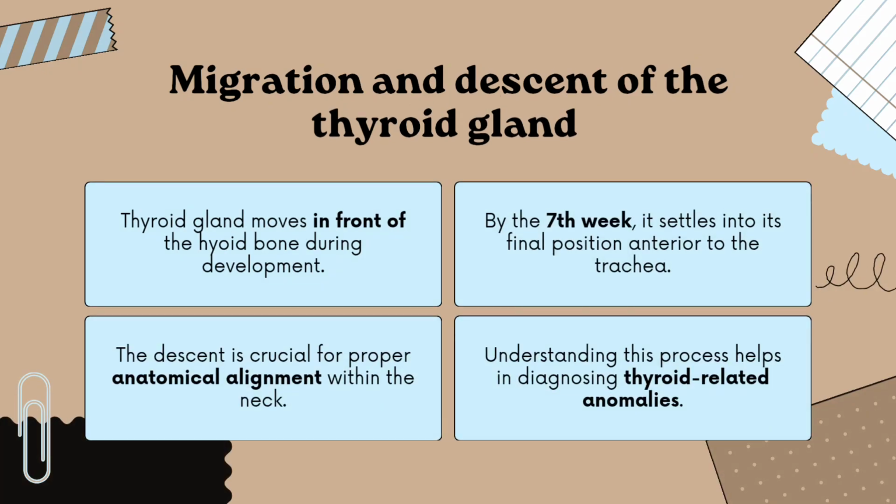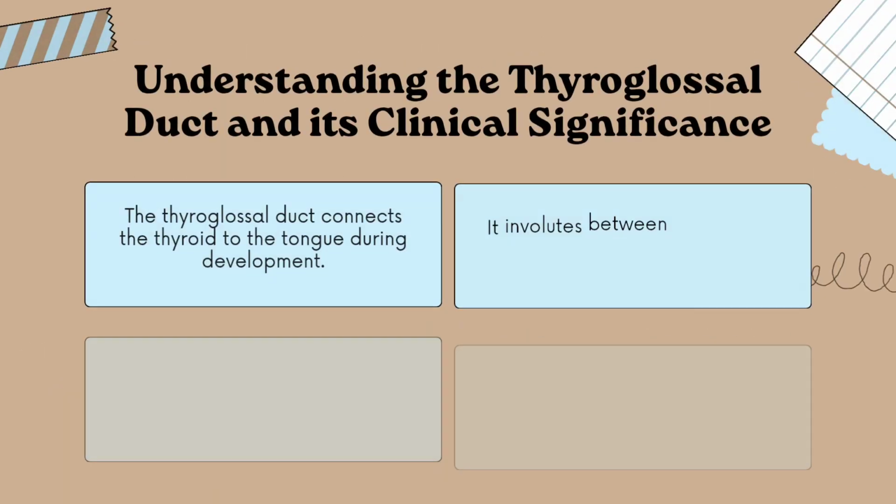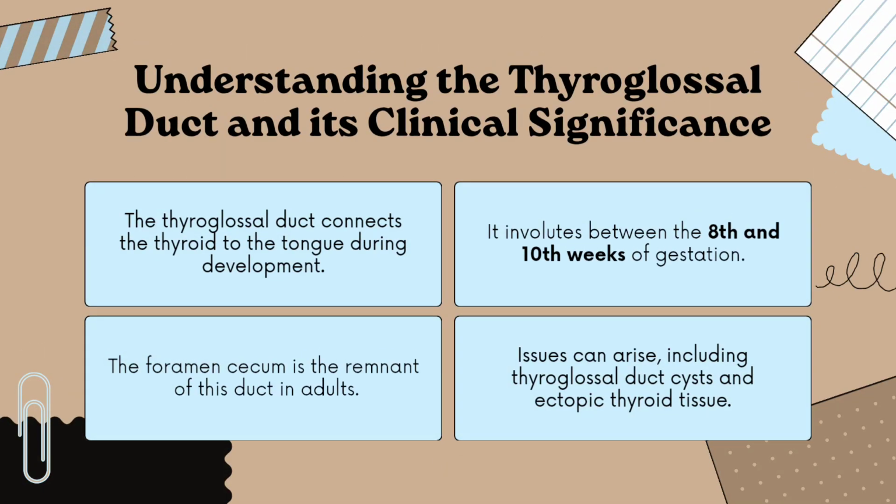As it descends, the thyroid moves in front of the hyoid bone. By the seventh week, it reaches its final position anterior to the trachea. This descent is crucial for proper anatomical alignment within the neck. Understanding this process helps in identifying congenital anomalies.